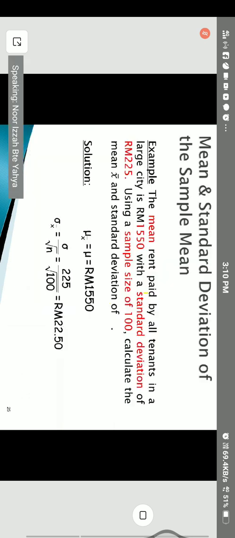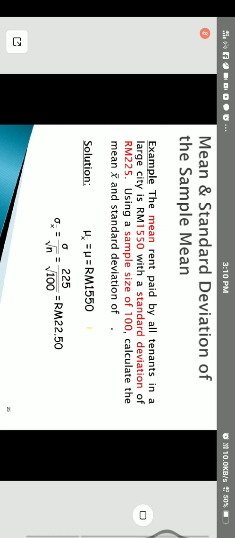Okay, look at one example. Example ini direct je, senang. So katalah, siapa yang malam-malam nak fikir pasal probability chapter kan? So you concentrate on this topic. So sampling error, okay, let's say in this example, the mean rent paid by all tenants in a large city is RM1,050, with a standard deviation of RM235, using a sample size of 100.